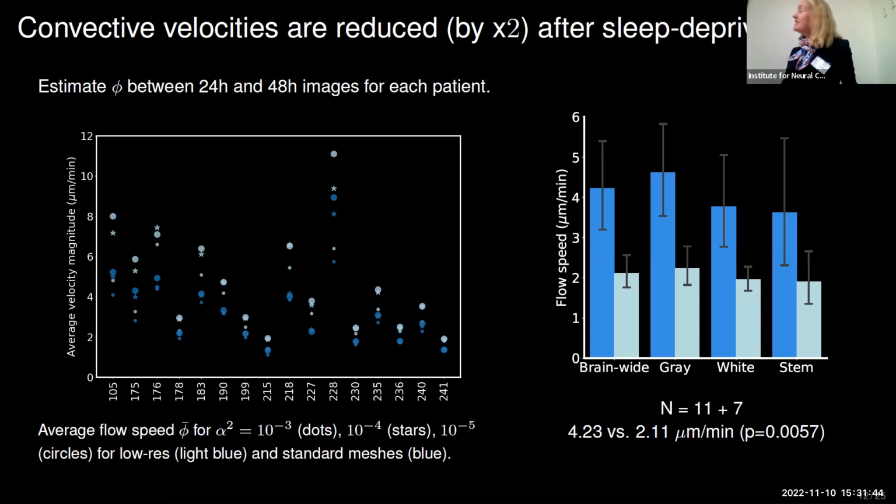So we persistently find flow velocities between 1 and 10 micrometers per minute, which is, we would say, surprisingly close to what Cserr found in the 1980s in cats. And we find that it's substantially higher in the ones that were allowed to sleep normally than the ones that were sleep deprived.